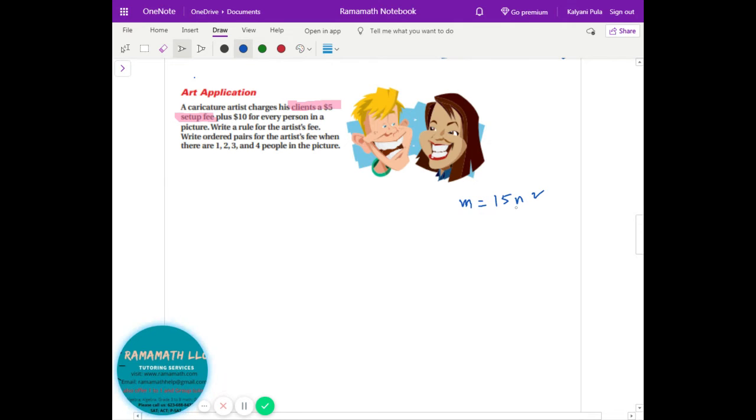I heard you said before it's $25. So this equation for one person makes sense, but it doesn't work with the other. It's 5 plus 10, and it's also the same as 10 plus 5. Because it tells you right here, $10 for every person. So every person is n, so it's going to be 10n plus 5. So $5 is a one-time fee.